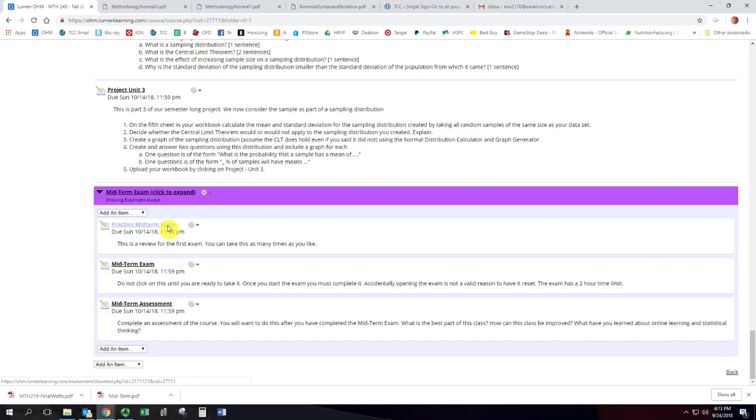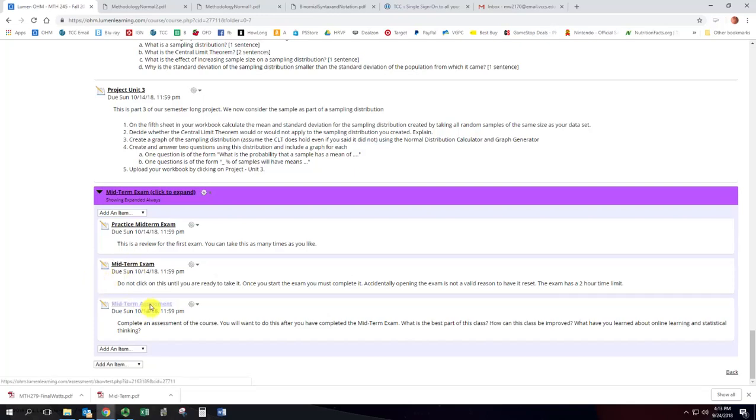So to make sure you're really ready for that, go through the practice midterm exam. It's very similar. You can take that as many times as you like. It does not affect your grade. Once you have the grade you like on that, go and take the actual midterm exam. So do not click on this until you are ready to start it. Right? As soon as you open that up, that's it. You got to take it right then and there.